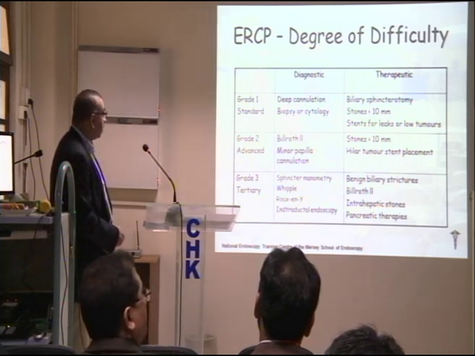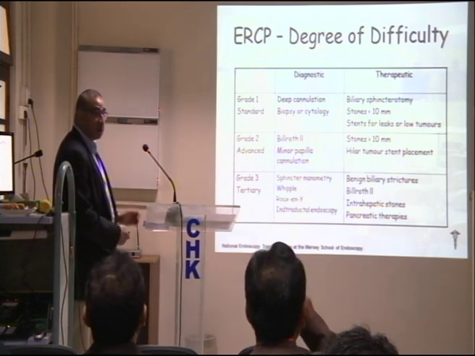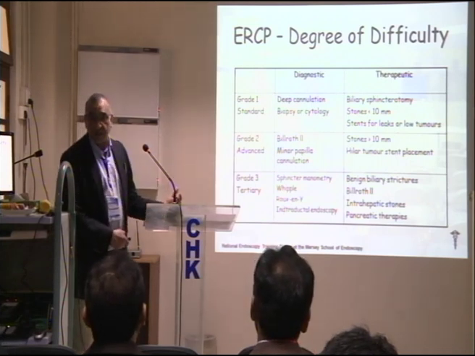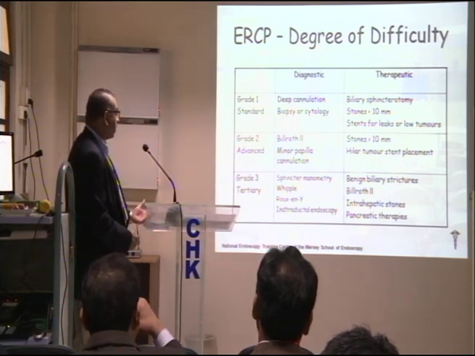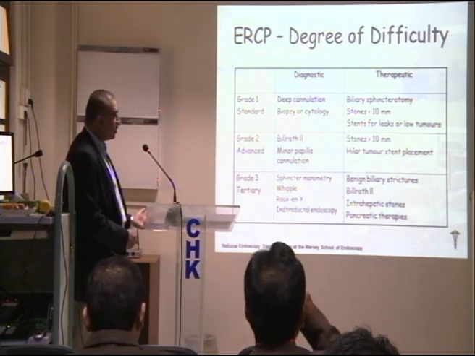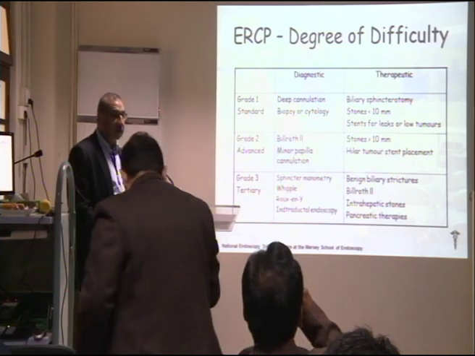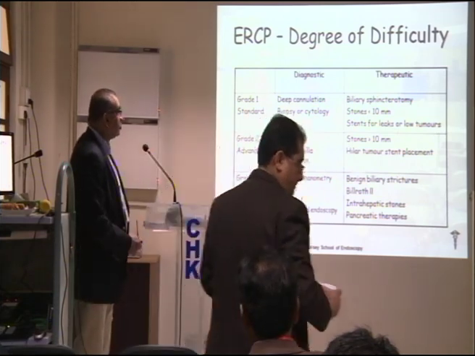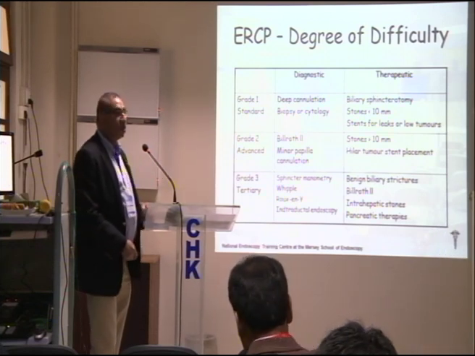After that comes grade 2, or advanced operators, which is Billroth 2 ERCP, which is always a challenging procedure. We do it, but even now I find it challenging. Minor papilla cannulation again is a challenging procedure. Stones greater than 10 millimeter can be difficult. Higher tumor stent placement again should be done by experienced endoscopists because it is difficult.